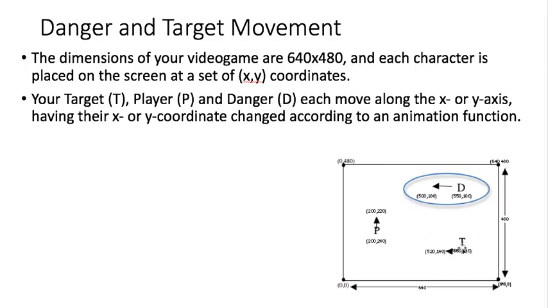So this picture here shows the target moving left or right, so that's along the X coordinate. In this example it's not moving up and down, so its Y coordinate is going to stay the same. And in this one, the player is moving up and down, but not left or right. So its X coordinate, which is 200 in this example, is staying the same, but its Y coordinate is changing from 240 to 220.